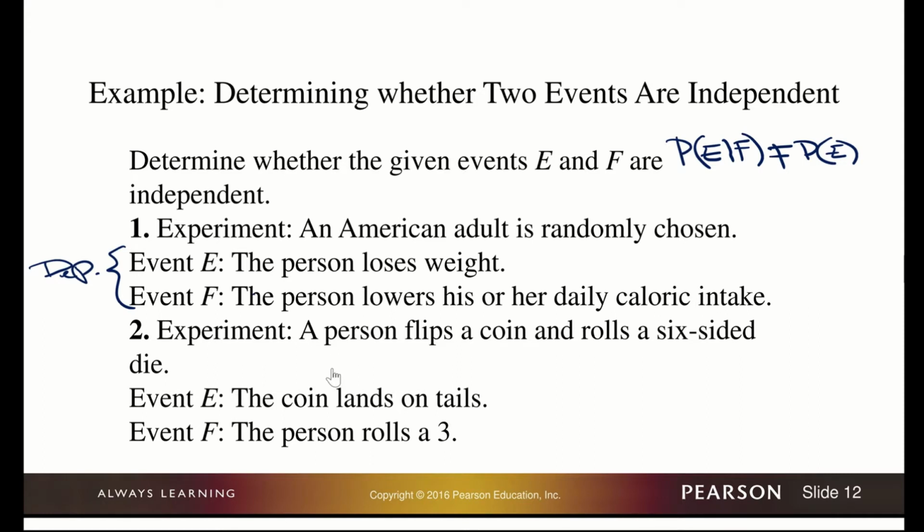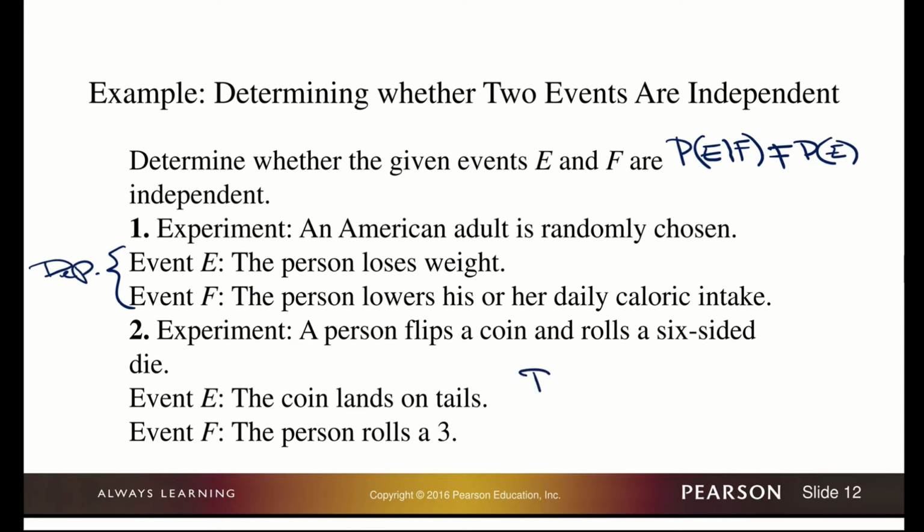How about this one? A person flips a coin and rolls a six-sided die, right? So the coin, the event E is the coin lands on tails, and event F is that the person rolls a three.